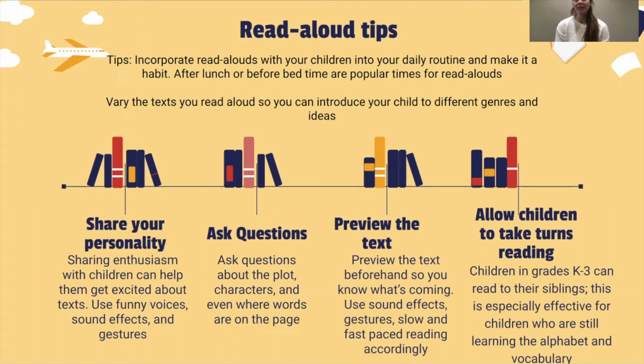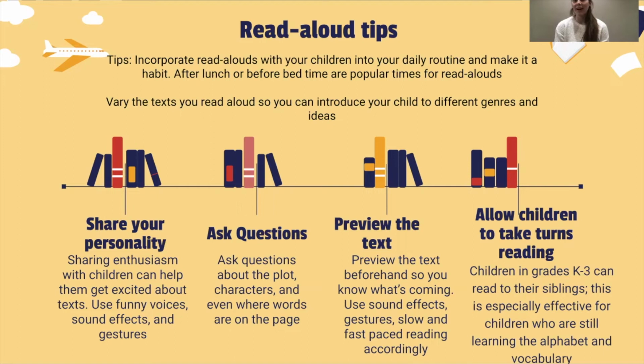Maybe your child is learning the word "rough" in school, and when you read that, you can ask them where they see it on the page. You can also preview the text beforehand, so you know what's coming, and then plan your read aloud accordingly. You might know the places to read really slow and the places to speed up and read really fast according to whatever is happening in the book.